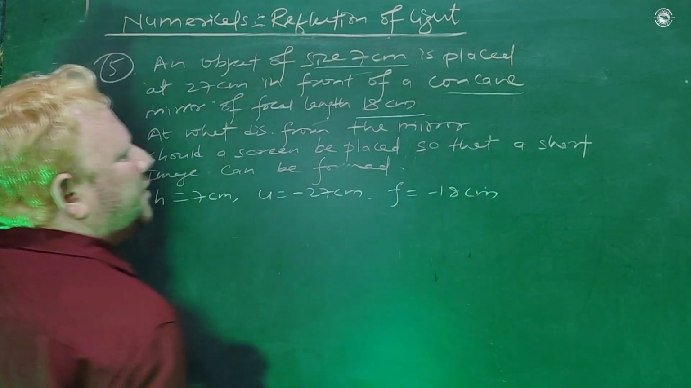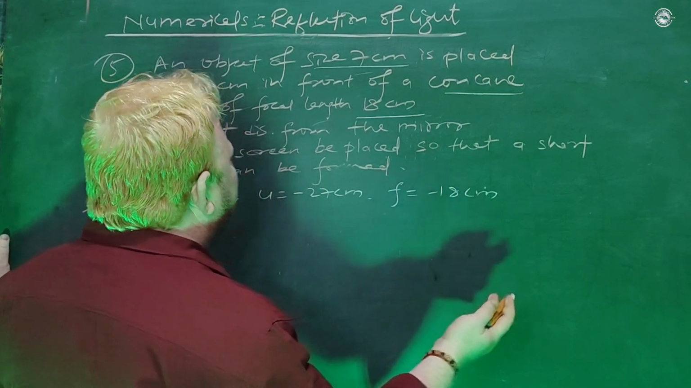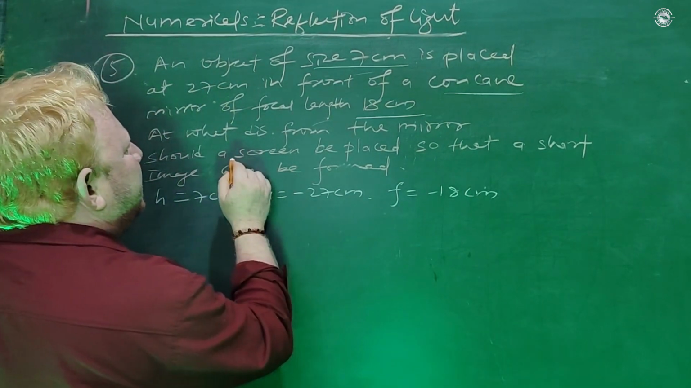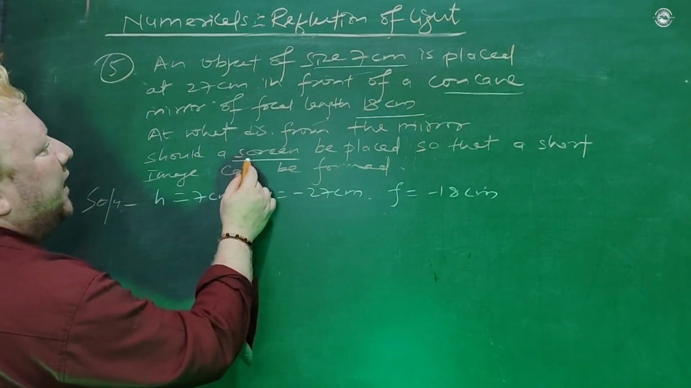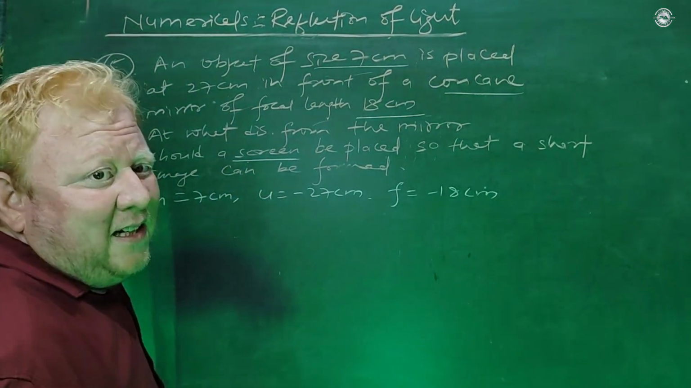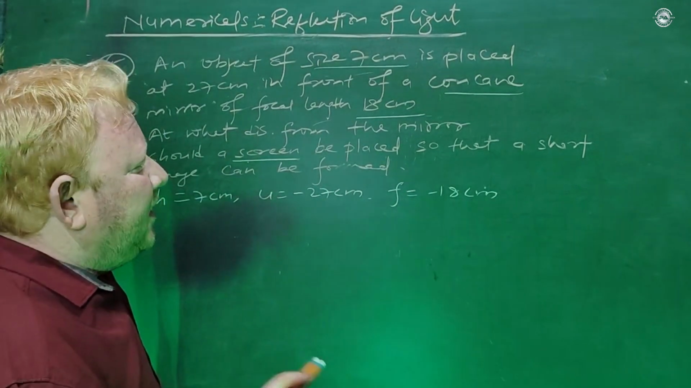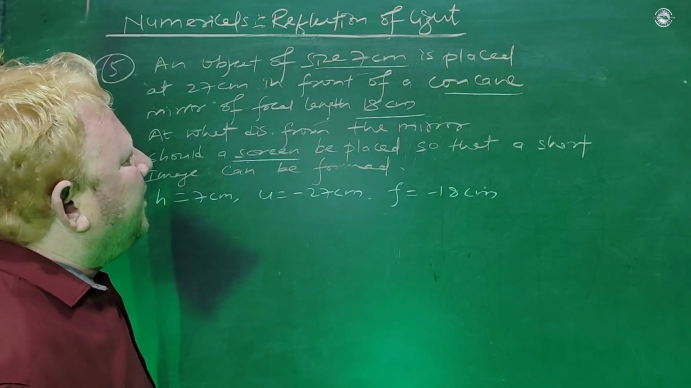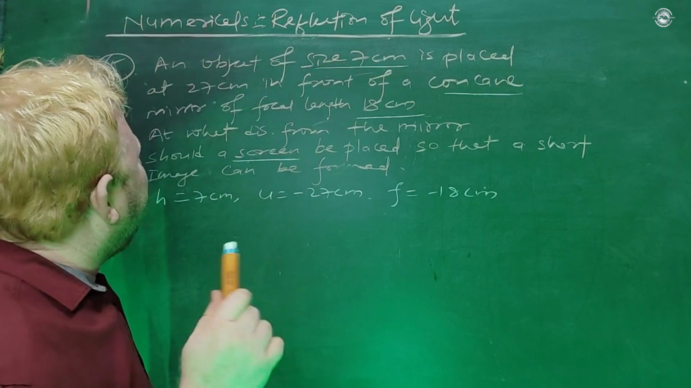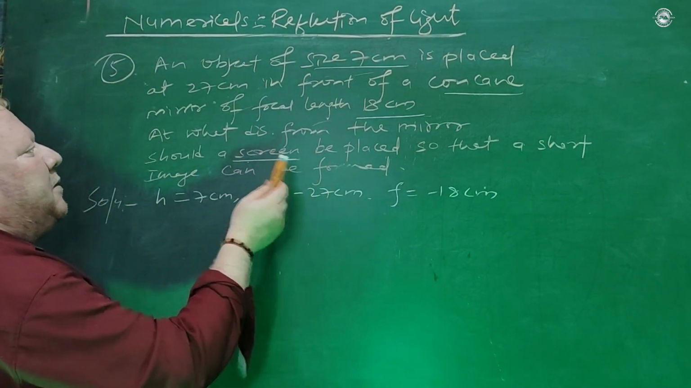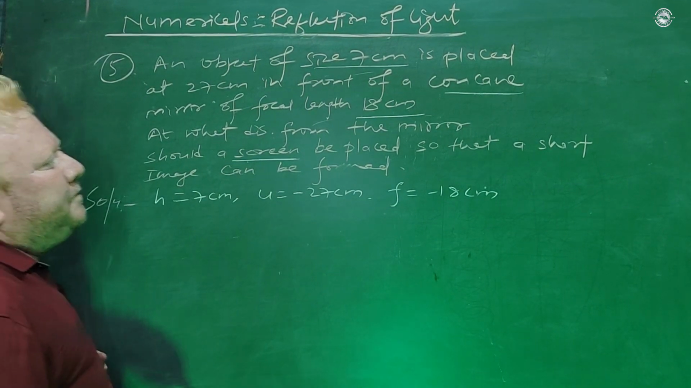The focal length is minus 18. Why? Because it is a concave mirror, left side. At what distance from the mirror should a screen be placed? Of course, it is a concave mirror, and they are saying an image is to be obtained on a screen, and only a real image can be obtained on a screen. So it is a real image, which means everything will be on the left side, so it will be in minus, and they are asking you to find the image distance.